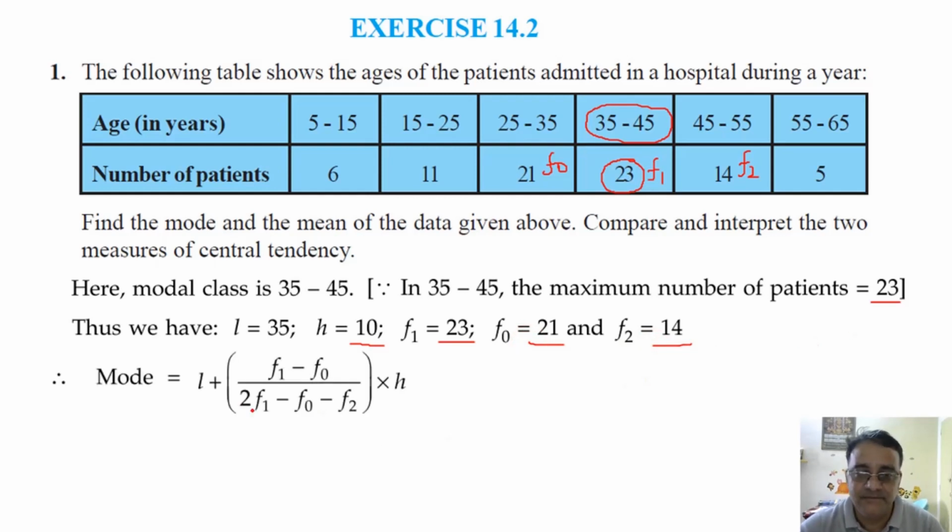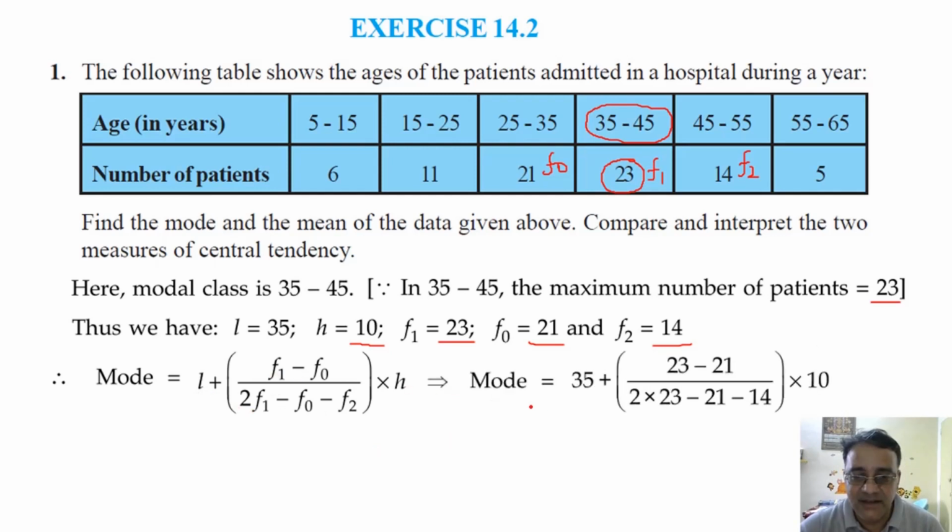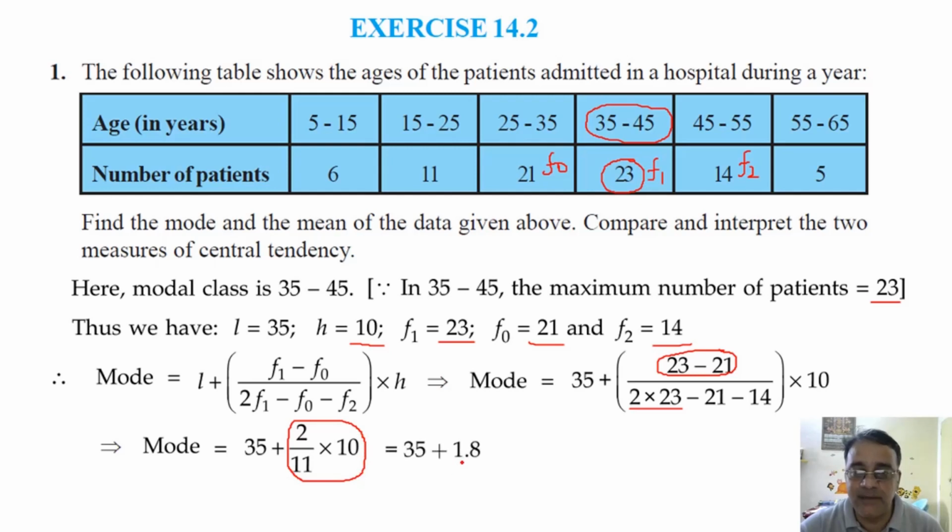Substitute. So 35 plus (23 minus 21) upon (2 into 23 minus 21 minus 14) into 10. The denominator will become 46 minus 35, which is 11, and the numerator will become 2. So 35 plus 2 by 11 into 10. So 20 by 11, if you solve, you will get 1.8 approximately.